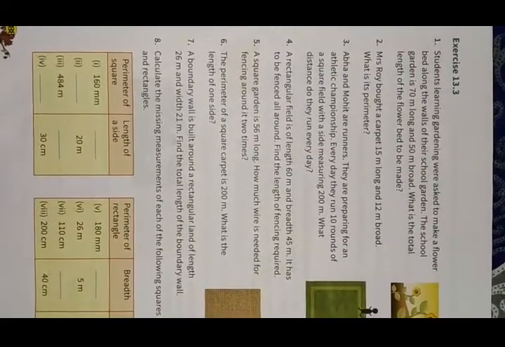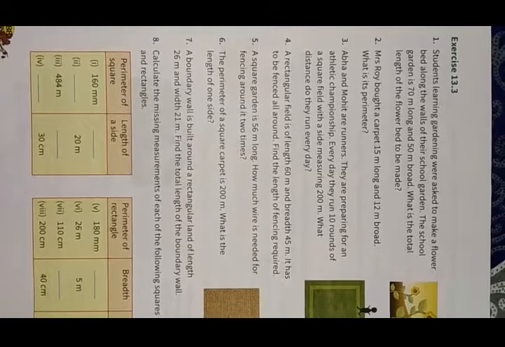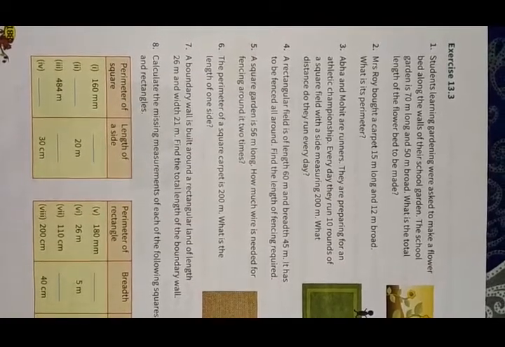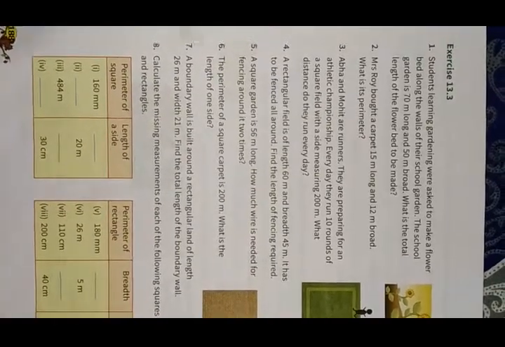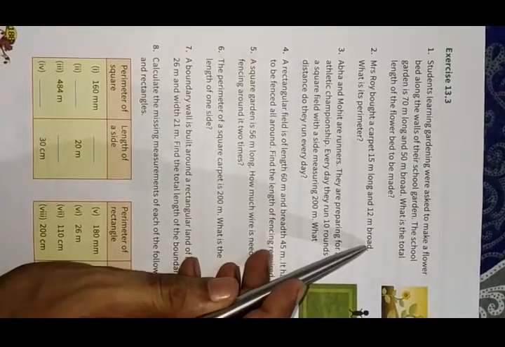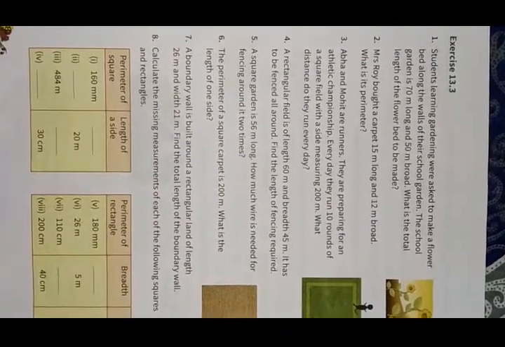Second question, Mrs. Roy bought a carpet of 15 meter long and 12 meter broad. What is its perimeter? We have to find the perimeter. Its length is given, breadth is given, so find the perimeter of rectangle.